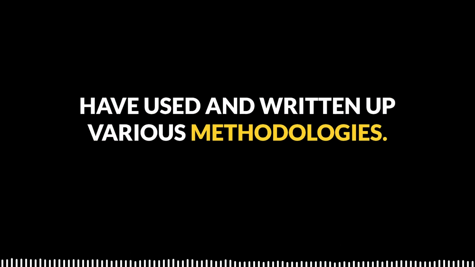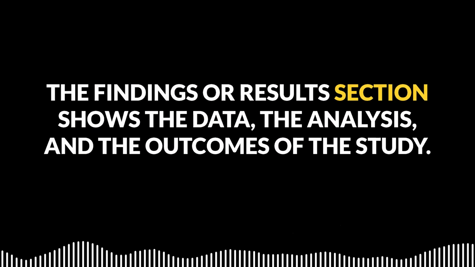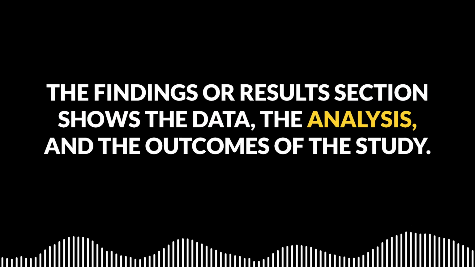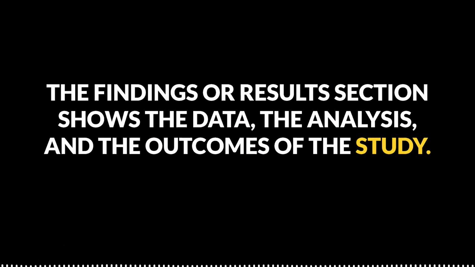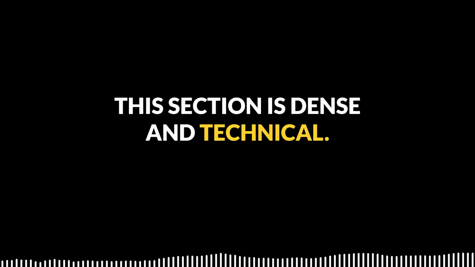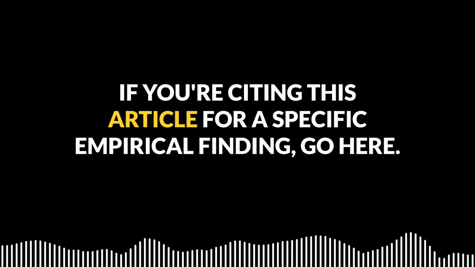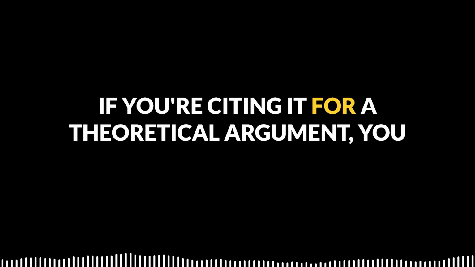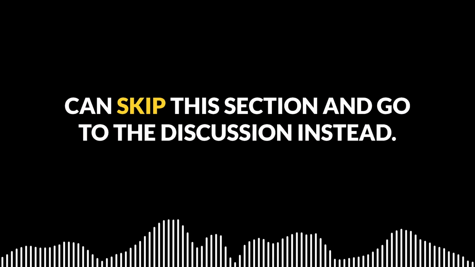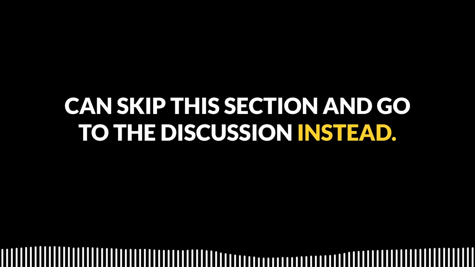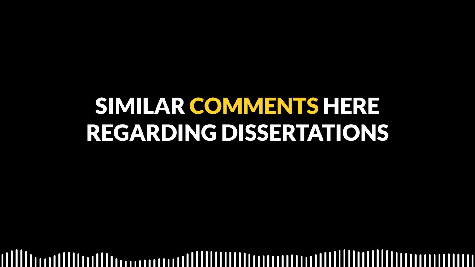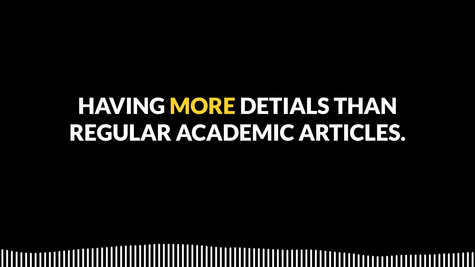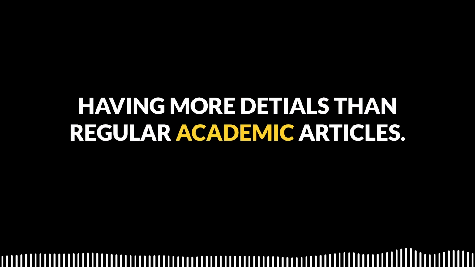The findings or results section shows the data, the analysis, and the outcomes of the study. This section is dense and technical. If you're citing this article for a specific empirical finding, go here. If you're citing it for a theoretical argument, you can skip this section and go to the discussion instead. Similar comments here regarding dissertations having more details than regular academic articles.